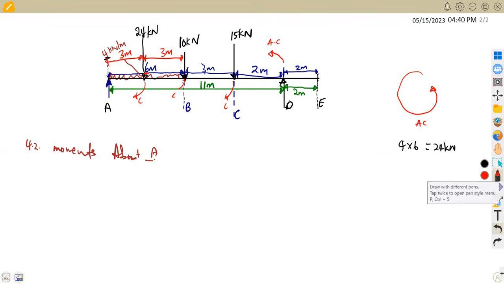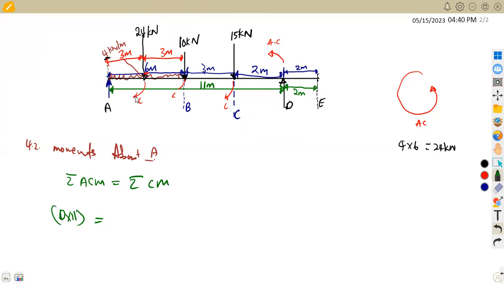So taking our moments about A, we are going to have the sum of the anti-clockwise moments being equal to the sum of the clockwise moments. So that's D back to A, which is a distance of 11. So it's D times 11, which is the distance. So D times 11 is equivalent to the clockwise. So we've got 24 back to A here. This is 24 times the distance of 3 meters. So that one is going to be 24 times 3. We move on.